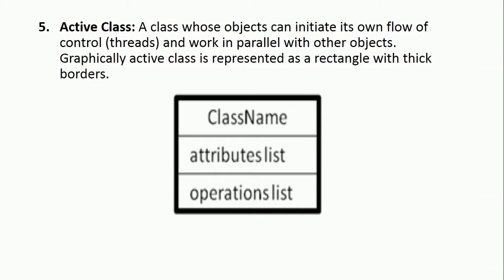Next is active class. A class whose objects can initiate its own flow of control, and flow control is also known as threads, and work in parallel with other objects. Graphically, active class is represented as a rectangle with thick borders. So here it is shown in this figure that this is the active class with the thick rectangle border, and in this there is class name, there is attribute list, and there are operations list.